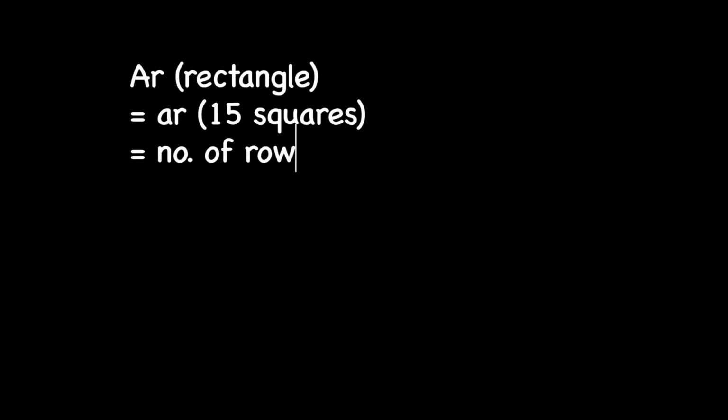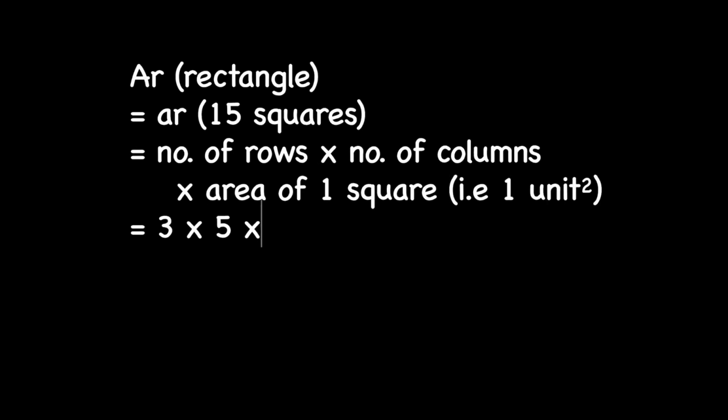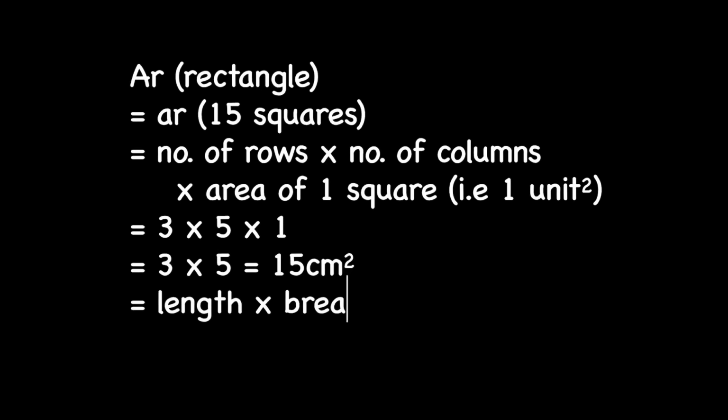So area of rectangle equals to the area of 15 squares, which is equal to the number of rows into the number of columns into the area of one square, which is 1 unit square, which is equal to 3 into 5 into 1, which is equal to 3 into 5, which is 15 centimeters square. So we can say the area of the rectangle is equal to length into breadth. Now see, in case of a parallelogram like this one.